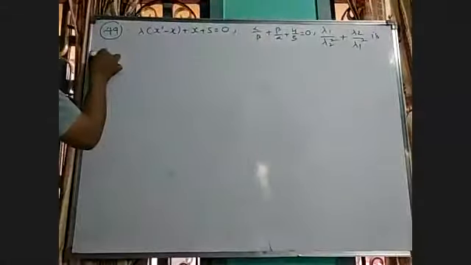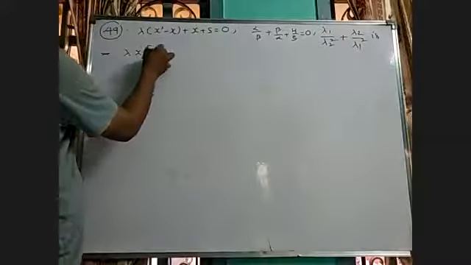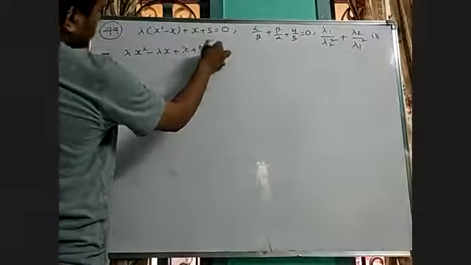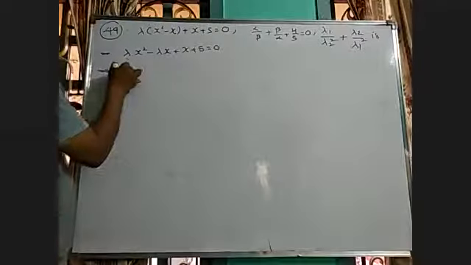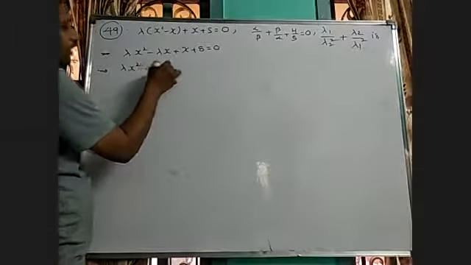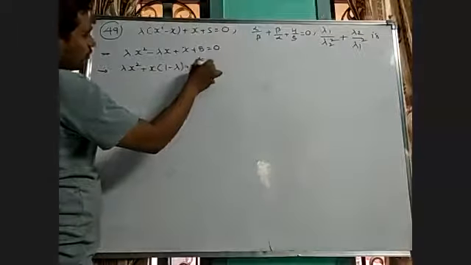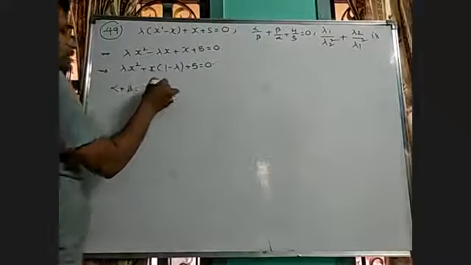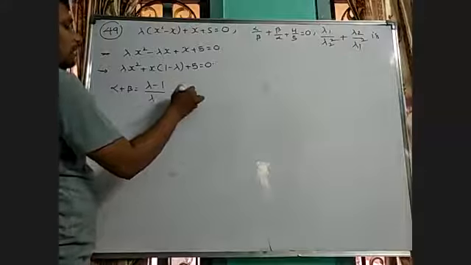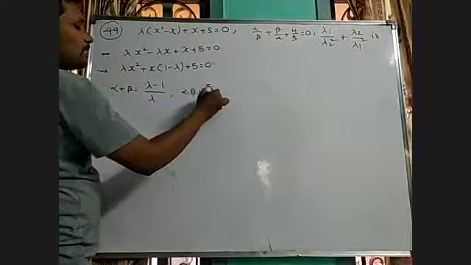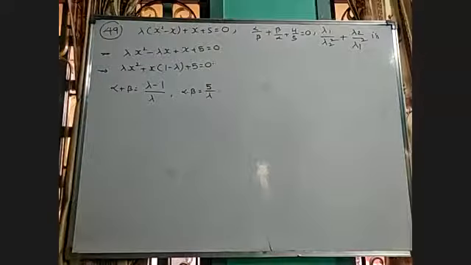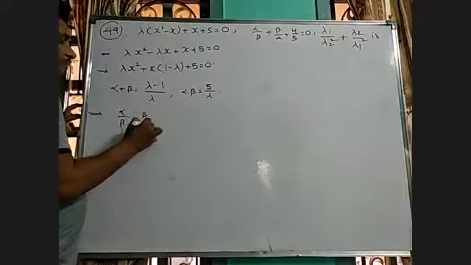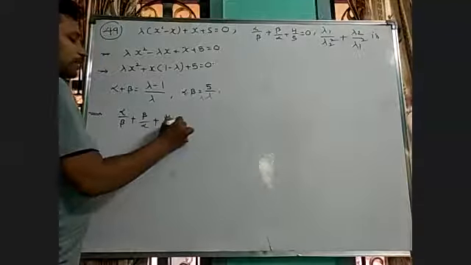In this question, if you take lambda of x square minus x plus 5 equals to 0. Here, if we take lambda of x square plus x 1 minus lambda plus 5 equals to 0. Here, if we take alpha plus beta equals to lambda minus 1 by lambda. Here, alpha beta is equals to what we write, 5 by lambda. Here, in this question, relation what they give: alpha by beta plus beta by alpha plus 4 by 5 equals to 0.